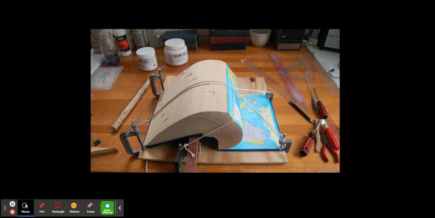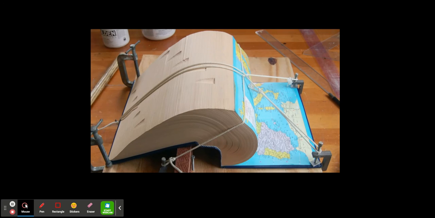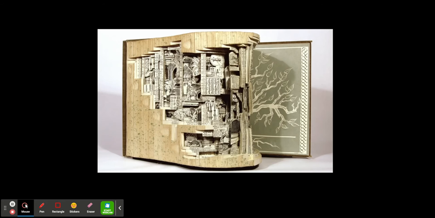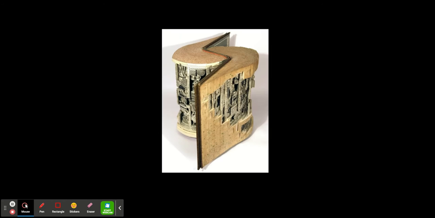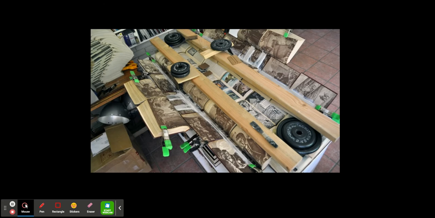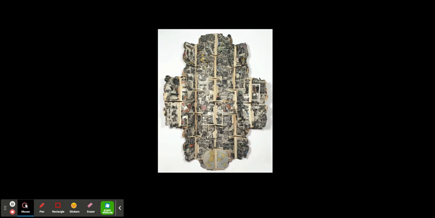I'm using clamps and ropes and all sorts of materials, weights, in order to hold things in place before I varnish so that I can push the form before I begin, so that something like this can become a piece like this, which is just made from a single dictionary. Or something like this can become a piece like this. Or something like this, which who knows what that's going to be or why that's in my studio, will become a piece like this.